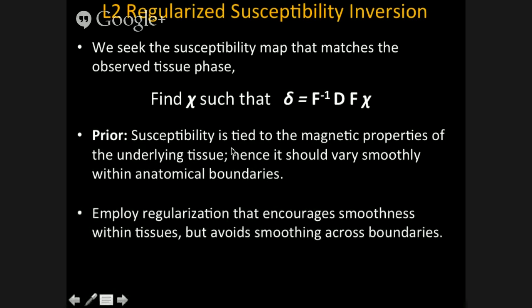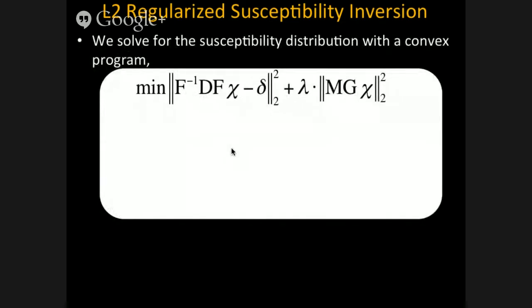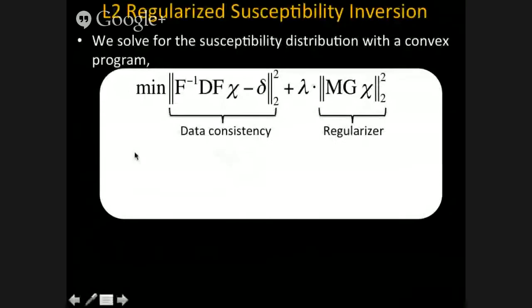We can employ regularization that encourages such smoothness within the tissue boundaries, but avoids smoothing across boundaries. And this we can do by using such a convex program. So the first term is my data consistency. I would like my susceptibility to match the phase. And my second term reflects my prior belief, and it is the regularizer.